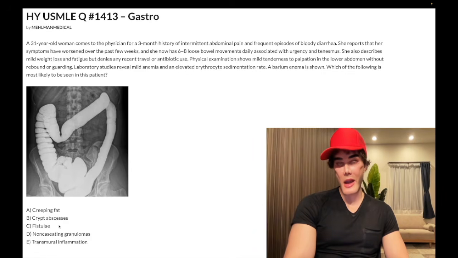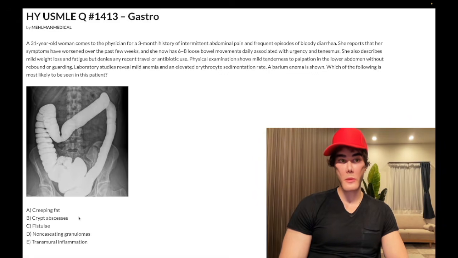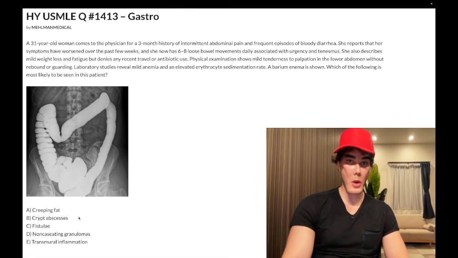So fistula, you're not going to see in ulcerative colitis because ulcerative colitis is just the mucosa and submucosa, whereas Crohn is mucosa, submucosa, and muscularis propria. Transmural only in Crohn disease. Fistulae, wrong answer.